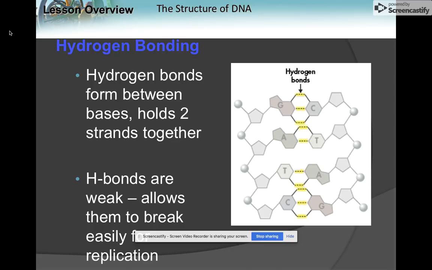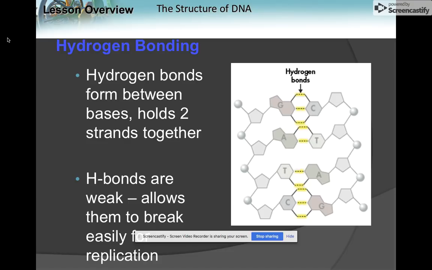Holding the two strands together, so looking at that same strand, holding them together are hydrogen bonds. And the best thing about hydrogen bonds is that they're very weak. So they're strong enough to hold them together, but when we need them to come apart, they're very easy to break, because we don't want it to be difficult to replicate your DNA.